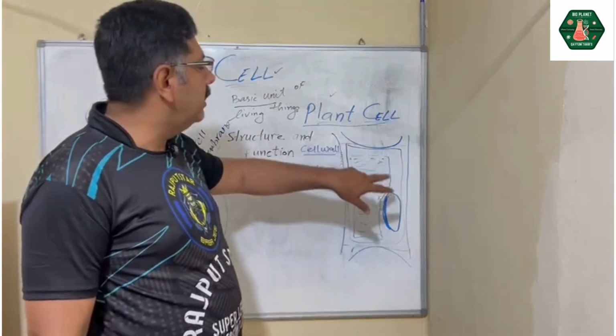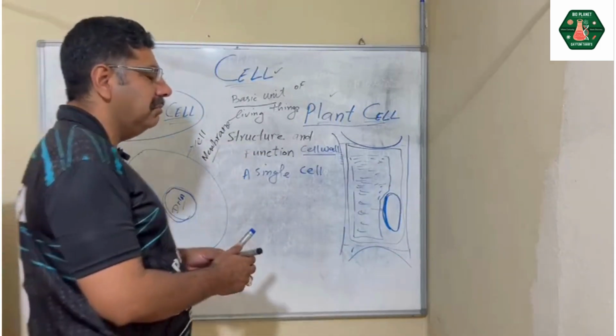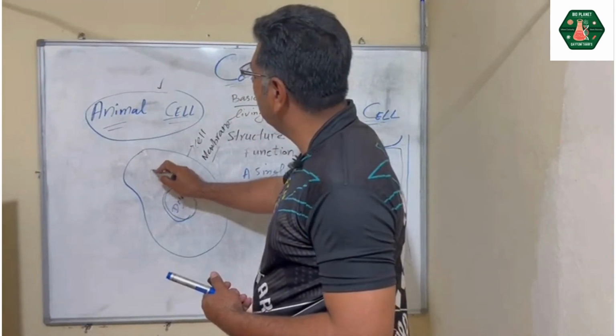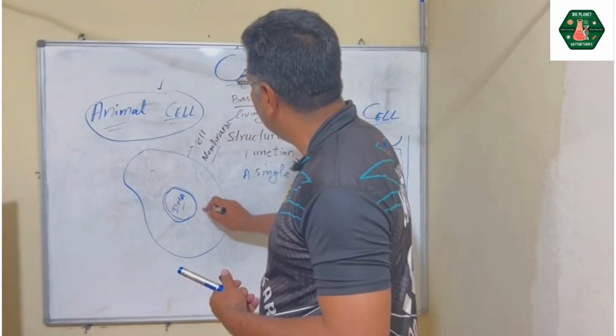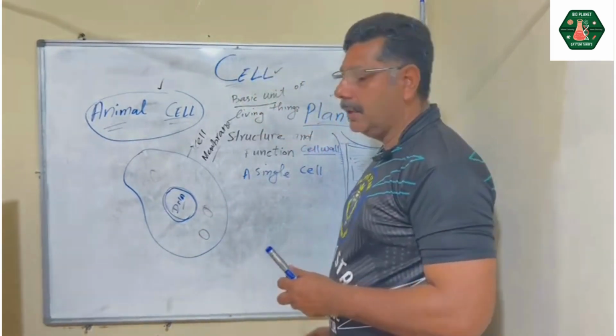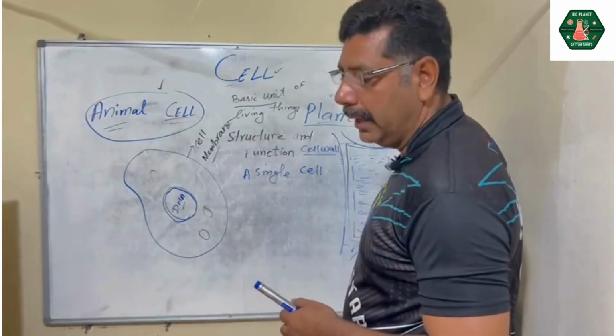And the second one is the central vacuole. In the animal cell, small vacuoles are present at the time of need. So, vacuoles and a vacuole.